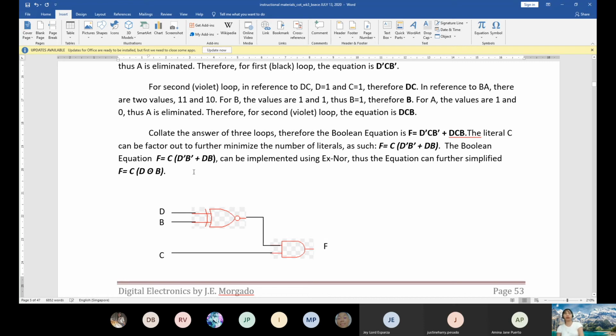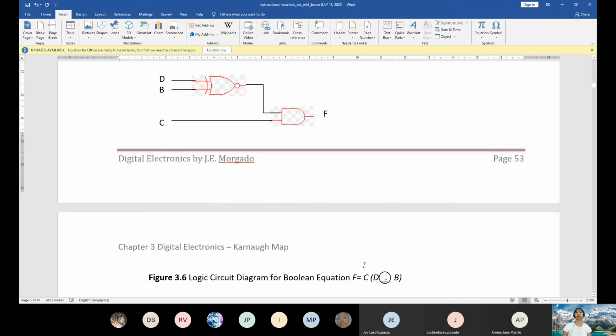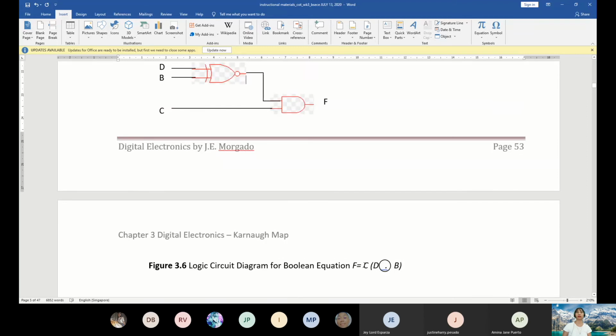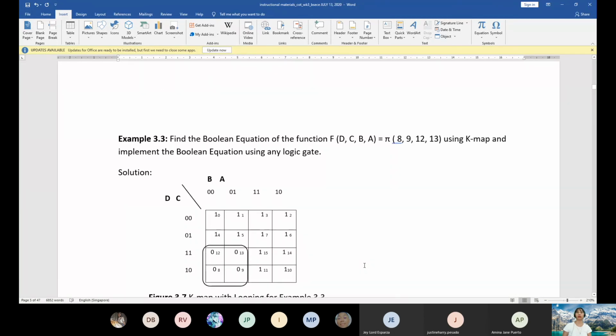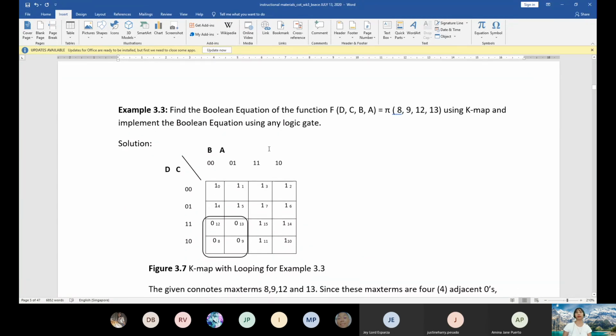Okay. D XNOR B, so this is D XNOR B times C. Next, we have another example here, the third example. F of DCBA is equal to pi 8, 9, 12, 13. So pi is min term or max term? Max term.